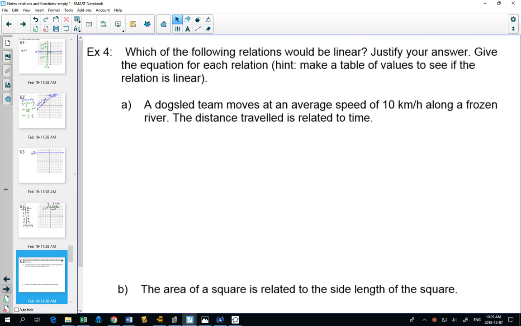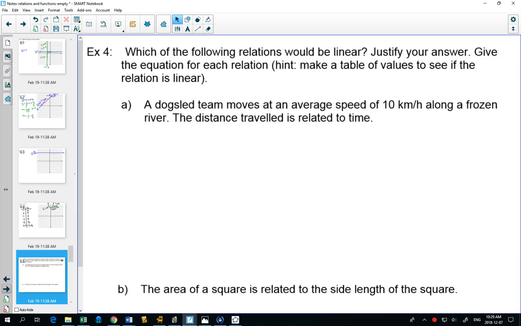All right, example number 4. Which of the following relations would be linear? Justify your answer. Give the equation for each relation. Hint, make a table of values to see if the relation is linear.